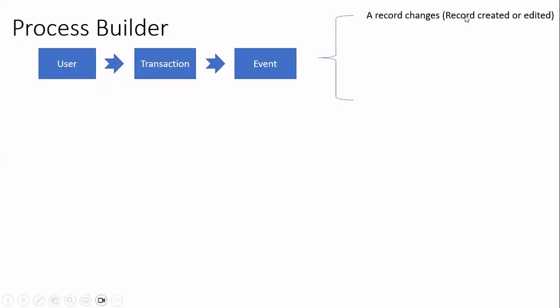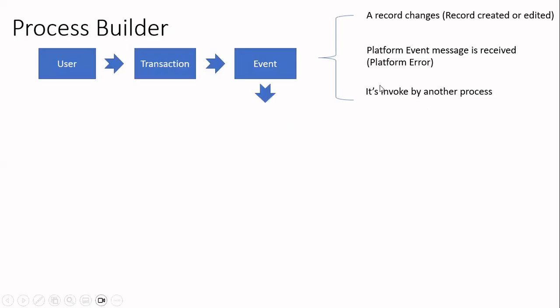In record changes, we are able to create or edit. So when one of these operations is performed, that is considered an event. Another is when a platform event message is received. If you get an error message, then that error message is also considered an event in this process builder. And the third one is invoked by another process. If one process is invoked by another process, then we consider that operation an event. Now this event is based on some criteria or rules.